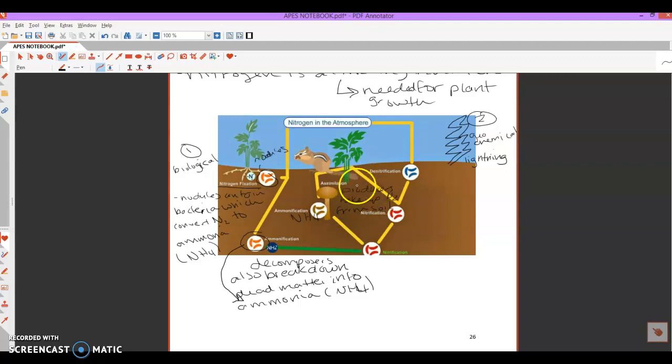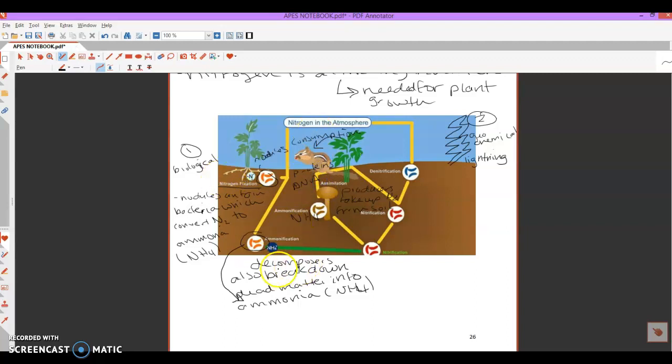Okay, so the plants absorb it into their tissue, and then the animals eat this. So remember, this is consumption. And what do animals use nitrogen for? Well, remember the chomp? Animals use that nitrogen to make proteins and nucleic acids like DNA. Okay?